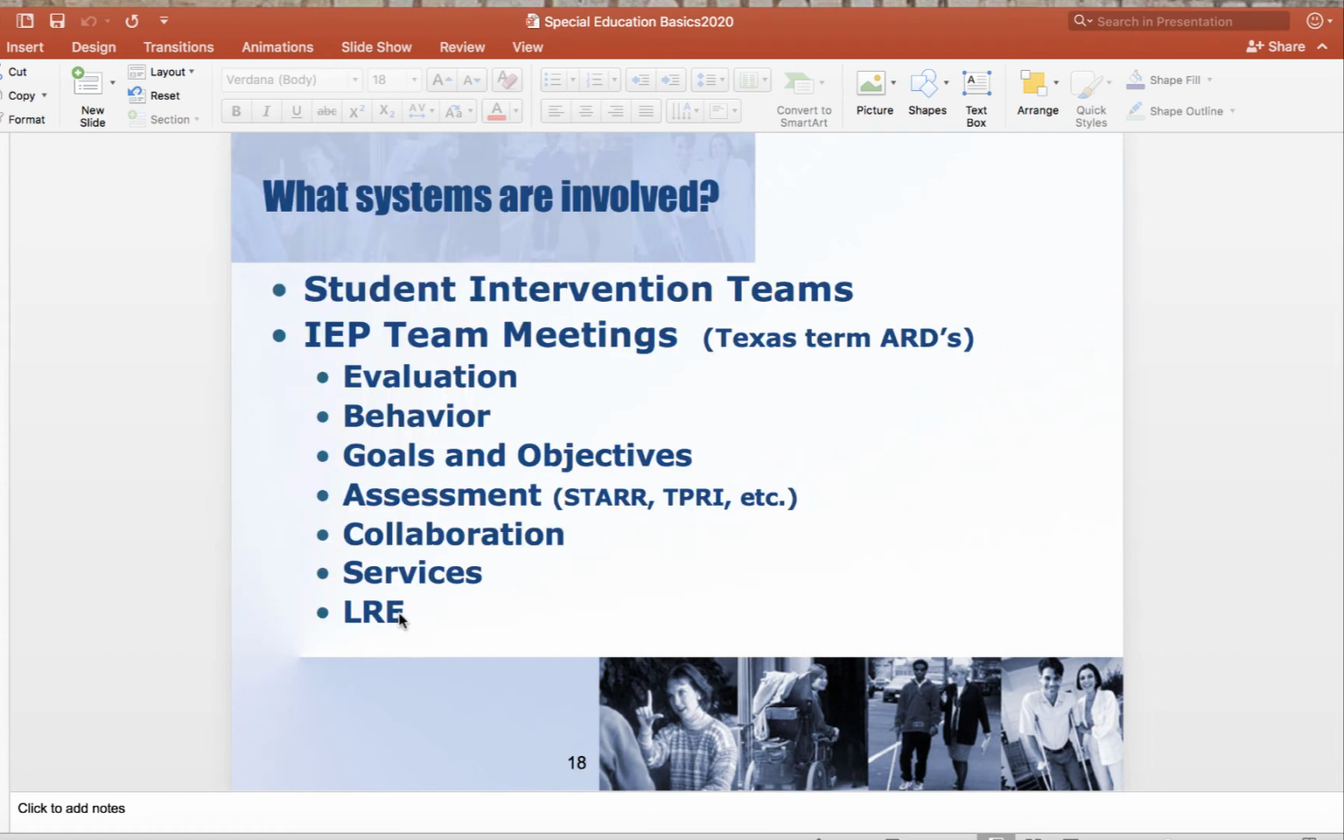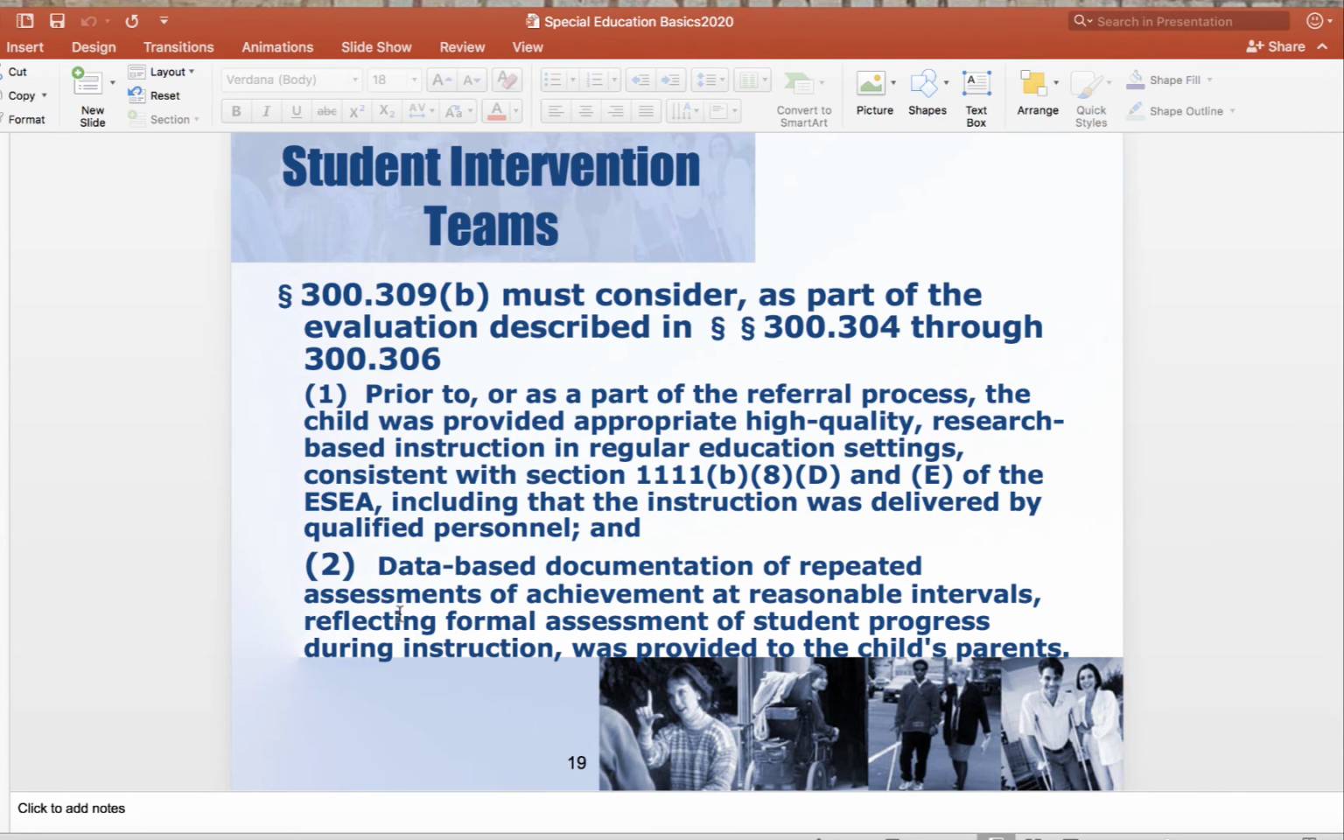Many of these systems are going to be in place: student intervention teams, RTI teams, IEP teams. In Texas, we call them ARDs. All of these are going to be involved in the identification and development of an individual education program for a student being served, either an IEP under Section 504 or an IEP under IDEA, either way. Student intervention teams are also called IEP teams.